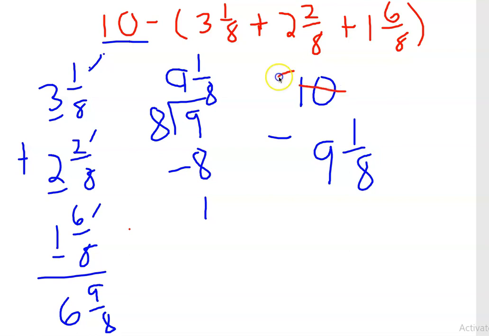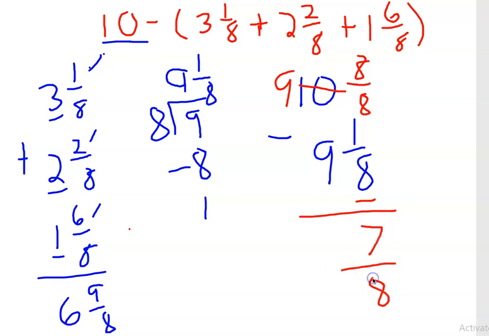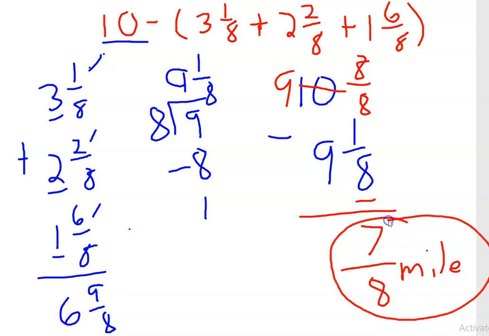So the 10 becomes a 9. We take the denominator and put it over itself. That's another form of 1, so we get 9 8/8 minus 9 1/8 equals 7/8. So 7/8 of a mile is how far Patrick must walk on Thursday. So this is your answer.